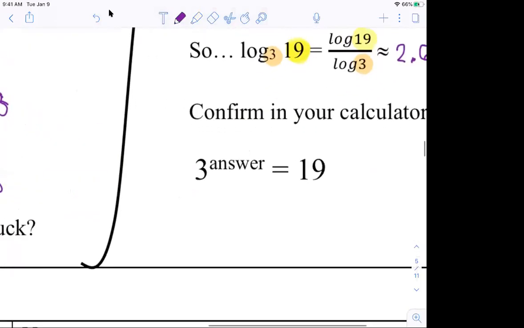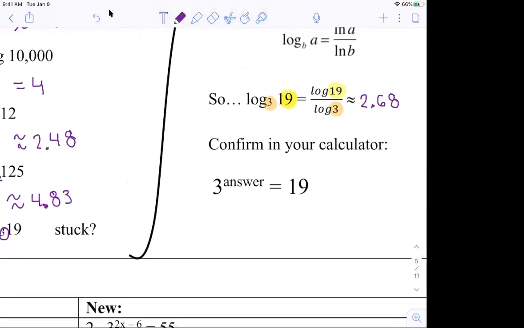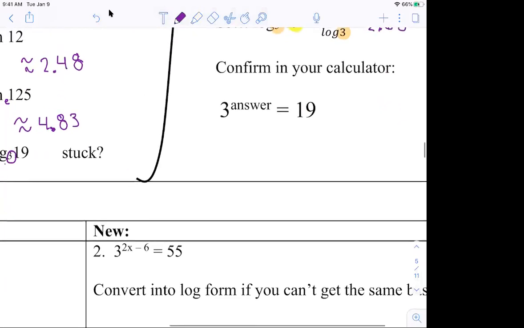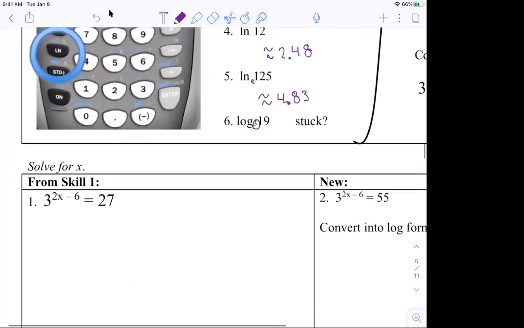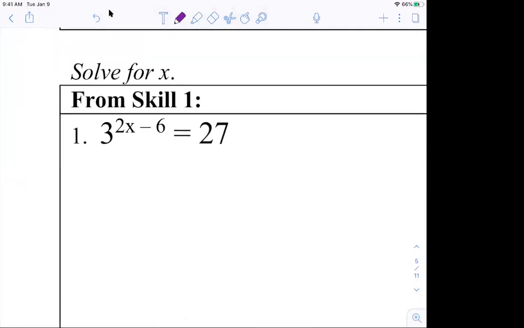And you can confirm that in your calculator. If you do 3 to the 2.68, it's about 19. It's off a little bit because, again, 2.68 wasn't the exact answer, but it gives you 18.99699, so it's very close. Okay, if you recall from skill 1, what we did to solve when x was in the exponent, we got them to be the same base.